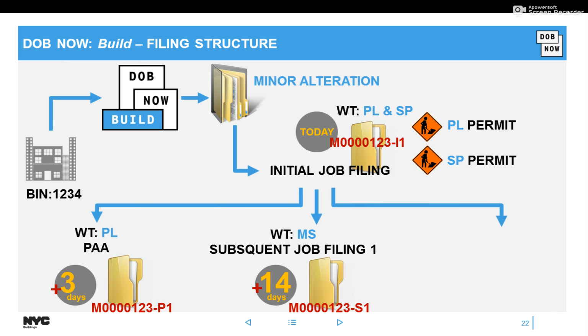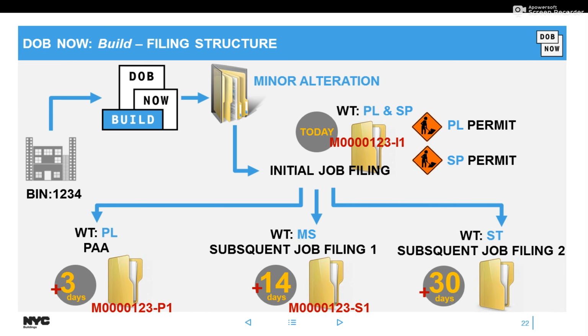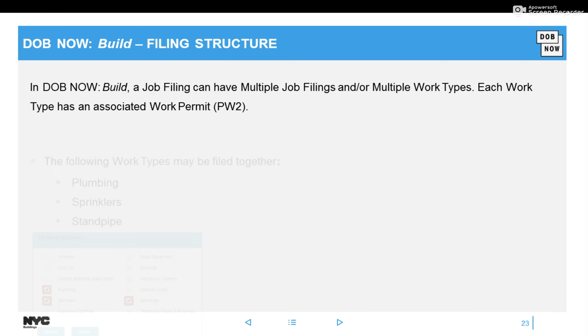A few days later, let's say I decided to lay some concrete. I did a structural job filing, and my job filing number again did not change, but the ending now says S2. So now when I search for M00123, I would get my initial, PAA, and subsequent showing up in the search results, and I would be able to look at any one of those job filings.